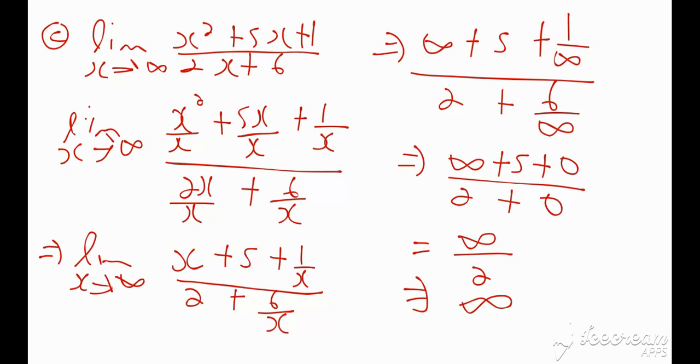But let us examine this question now. Notice the highest power of a variable in the denominator is actually less than the highest power of a variable in the numerator. And so it turns out that in a scenario like this, the limit as x tends towards infinity will always be infinity.